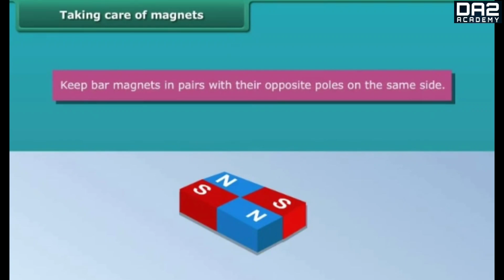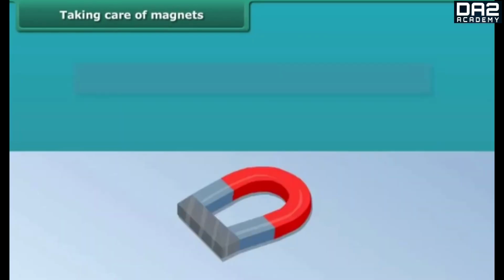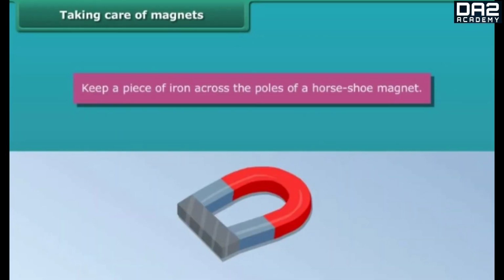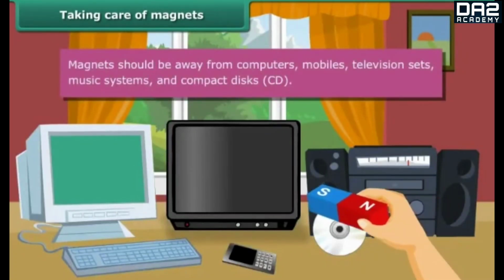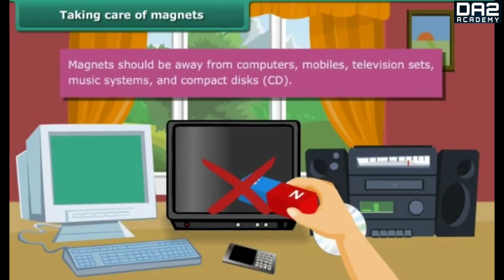Keep bar magnets in pairs with their opposite poles on the same side. Use wood to separate them. Keep a piece of iron across the poles of a horseshoe magnet. Magnet should be away from computers, mobiles, television sets, music systems, and compact discs.